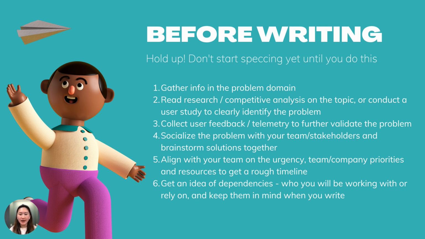And also align with your team on the urgency of this problem, and is this solution needed right now? And also team and company priorities that you should be aware of, so that you can determine how much resources you can get and when is a rough timeline for implementing this feature. And lastly, get a rough idea on what dependencies you might have, who you'll be working with or rely on, and keep them in mind. What's their stance? What will they push back on when you actually write the spec?